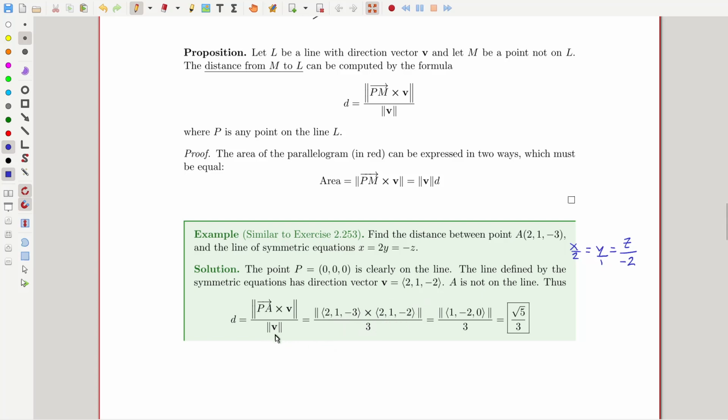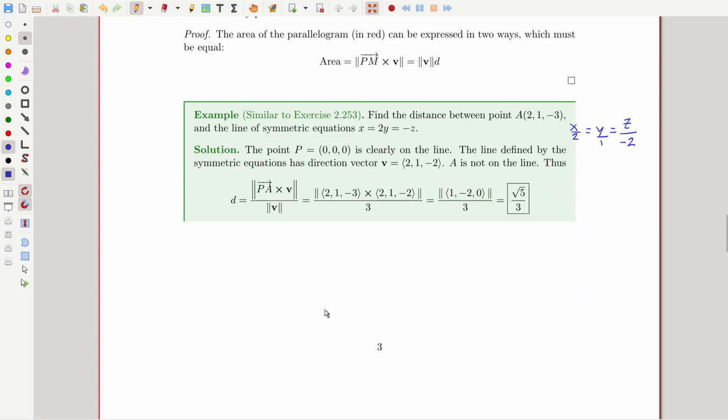Okay, before that, the magnitude of v, that's pretty easy to see, right? It's 2 squared plus 1 squared plus (-2) squared, so 4 plus 1 plus 4, which is 9, and the square root gives you 3. This cross product, I didn't bother to write it out. Perhaps I can do so since I'm doing this recording. So i, j, k, 2, 1, minus 3, 2, 1, minus 2.